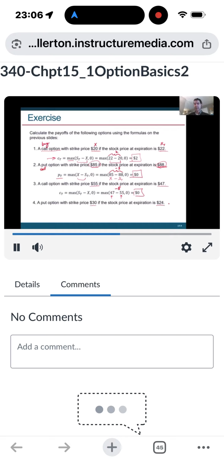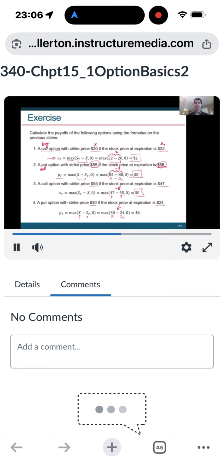And the last one, a put option with strike price of 30 if the stock price at expiration is 24. Would I exercise this one? Yes, I would exercise it. What is the value? What is the payoff function? Maximum of X minus S sub T. X here is 30, right? S sub T is 24.